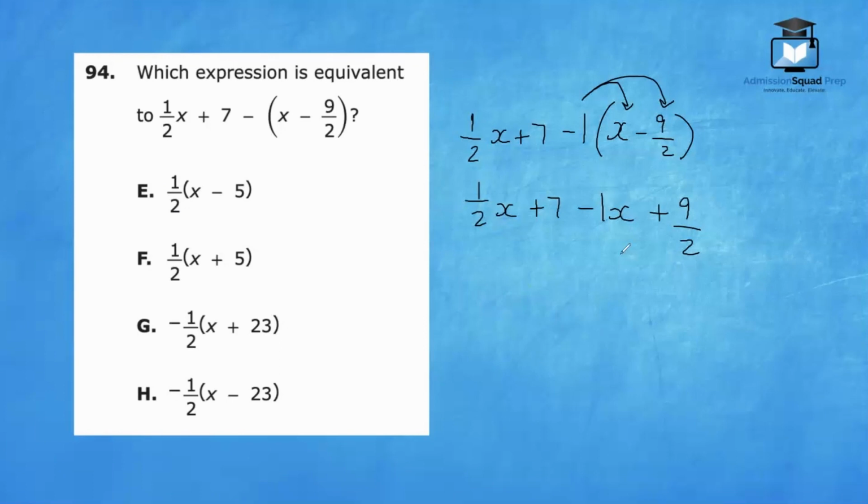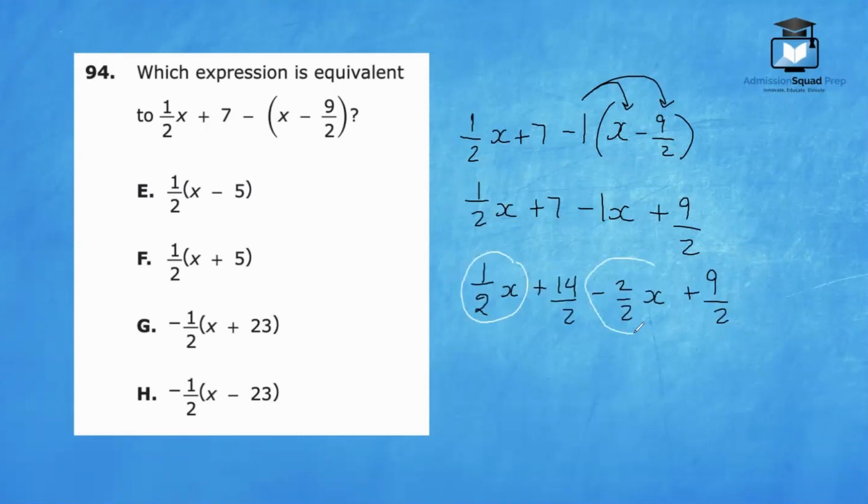It's easiest to rewrite all of the terms to have a denominator of 2. We have 1/2 x plus 14/2 minus 2/2 x plus 9/2. Let's go ahead and combine like terms. 1/2 x is a like term with -2/2 x, and 14/2 is a like term with 9/2. Let's see what we have. 1/2 minus 2/2 is -1/2 x, and 14 plus 9 is 23/2.